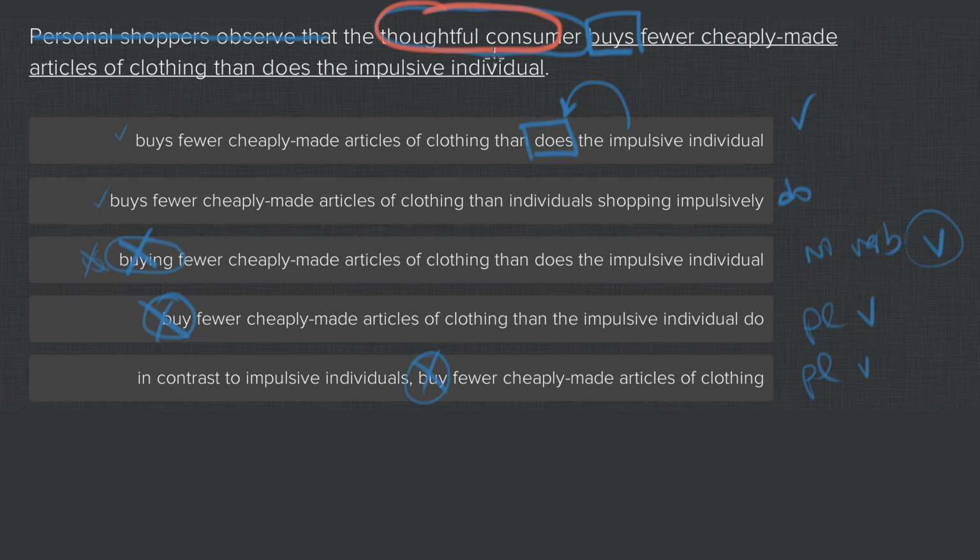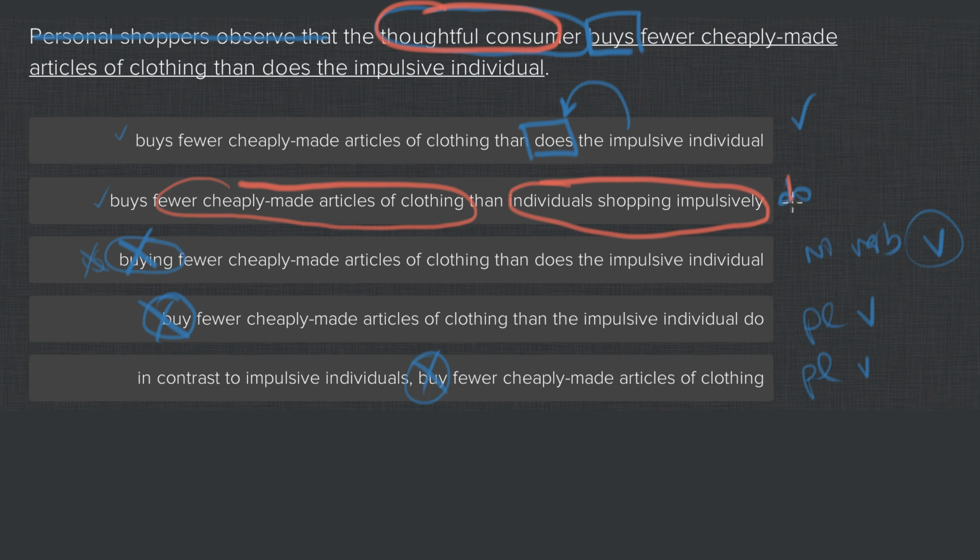to the individuals. It's not clear whether the thoughtful consumer buys fewer cheaply made articles of clothing than they buy individuals shopping impulsively, right? It sounds as though this could mean the thoughtful consumer is buying individuals shopping impulsively. And that doesn't make any sense, right?